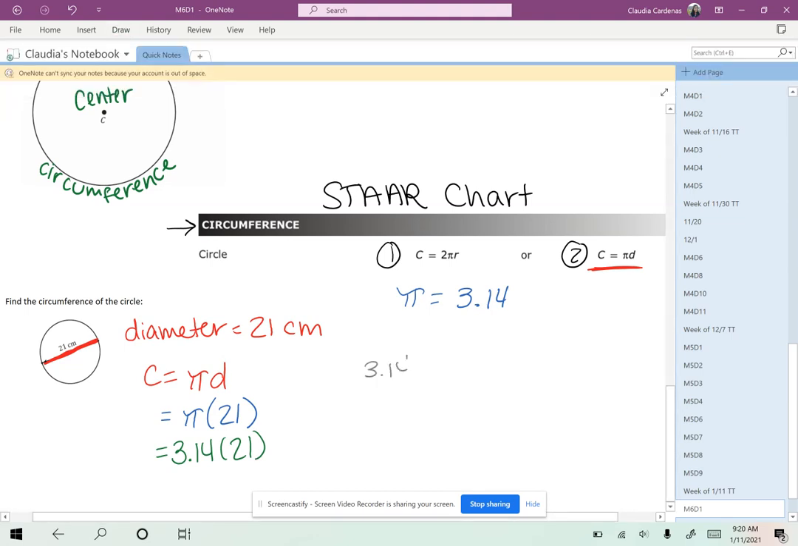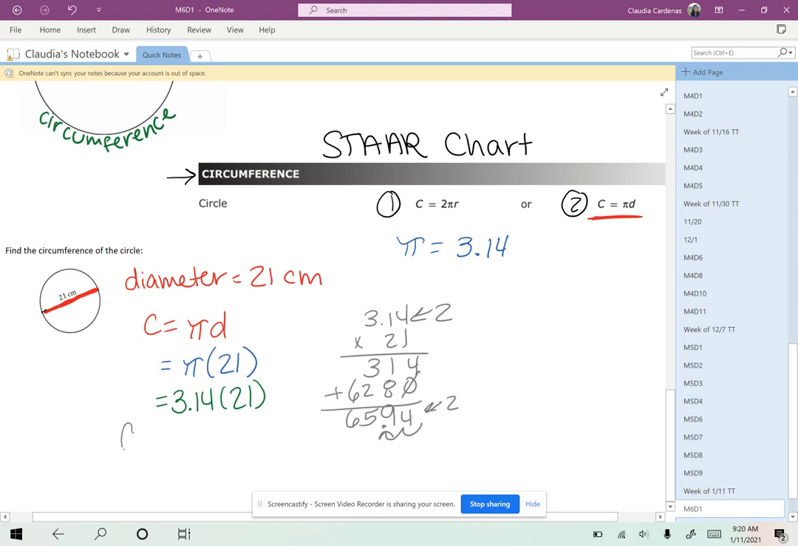So 3.14 times 21, put our placeholder, and now we add, and now we're going to find the numbers behind the decimal point, which is 2. Therefore, there should be 2 numbers behind the decimal point here as well. So the circumference of this circle, the distance around the entire circle, is 65.94 centimeters.